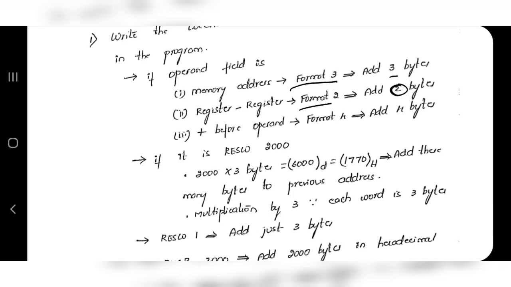If it's format 2, add 2 bytes. If it's format 4, add 4 bytes. Okay, if it is a reserve word 2000, at that time 2000 into 3, because one word is 3 bytes, so 2000 words will be 2000 into 3 bytes. This is the address which is to be added.